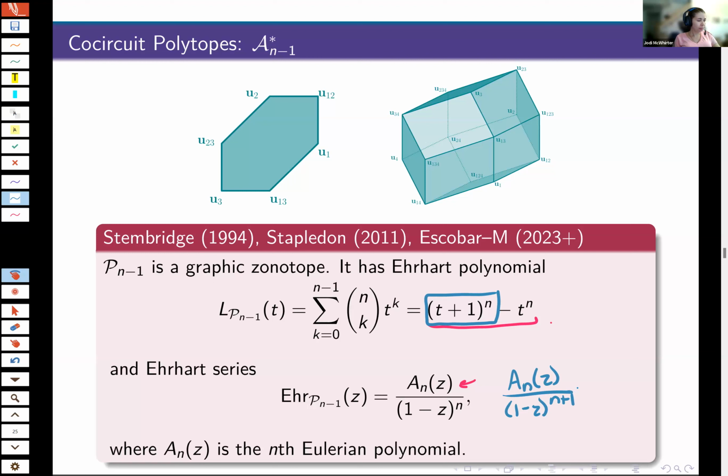And the other cool thing, which is actually mainly our contribution to this whole box here, is this first line: that it's a graphic zonotope. And I'll tell you more about those at the end. But a zonotope is a really nice polytope.